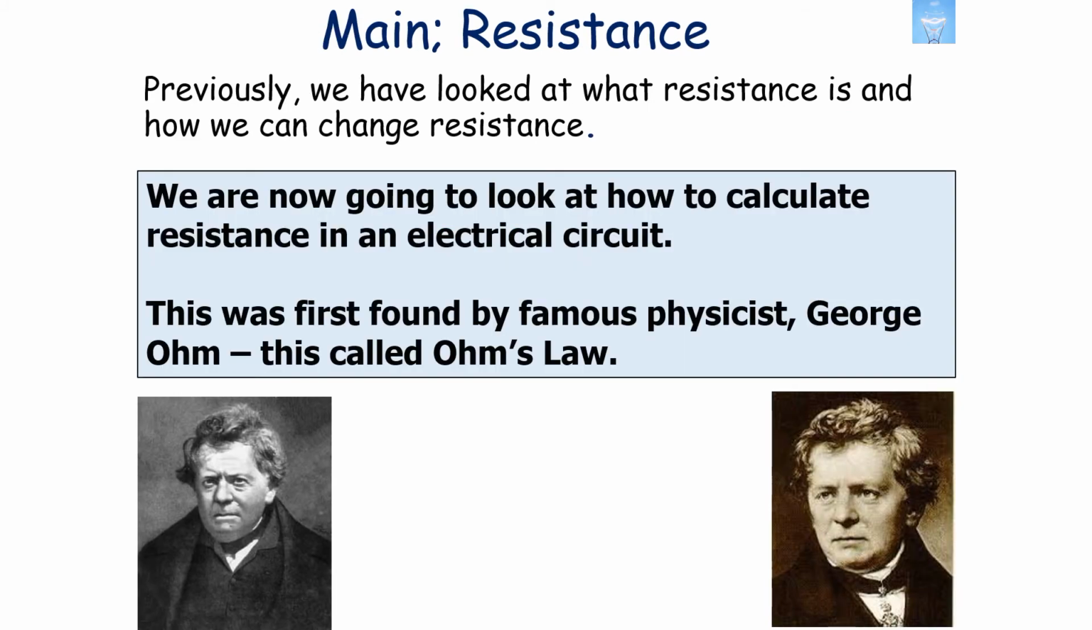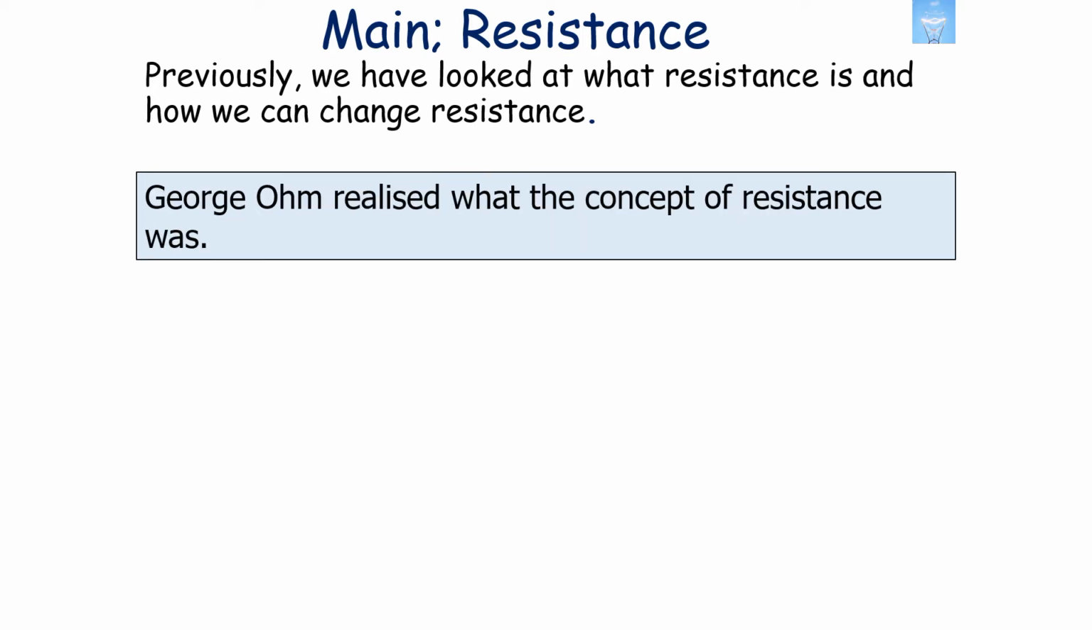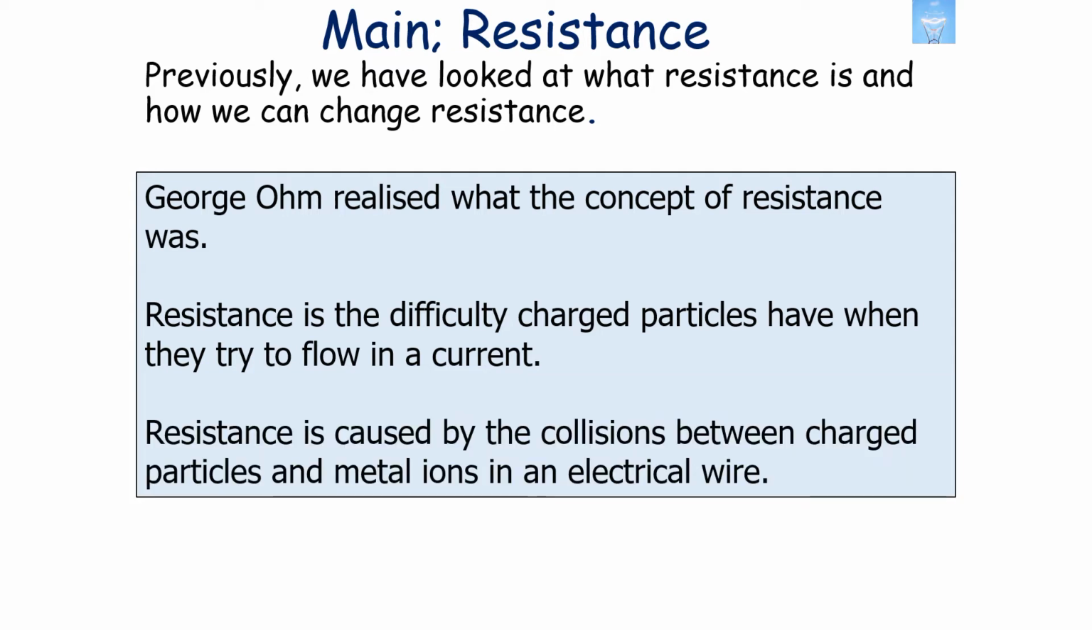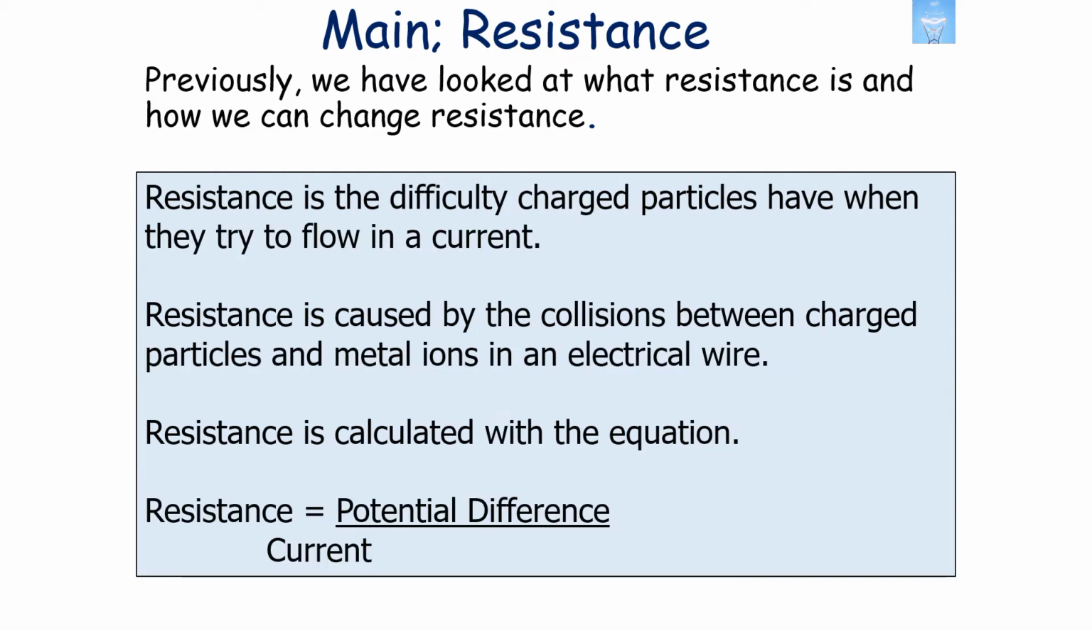Previously we've looked at what resistance is and how we can change resistance. Now we're going to look at how to calculate resistance in an electrical circuit, and this was first found by the famous physicist George Ohm, and so is called Ohm's law. George Ohm realized what the concept of resistance was. Resistance is the difficulty charged particles have when they try to flow in a current, and resistance is caused by the collisions between the charged particles and the metal ions in an electrical wire.